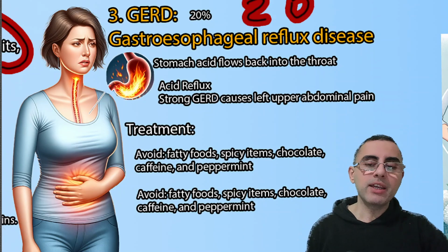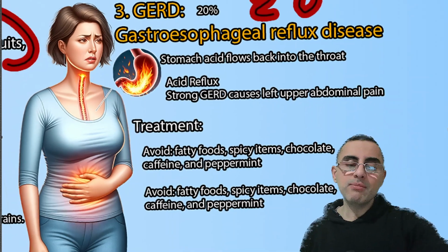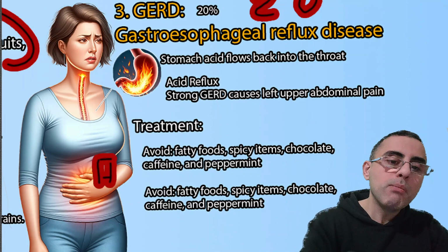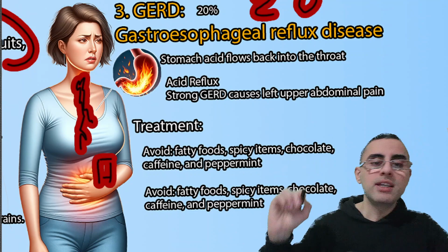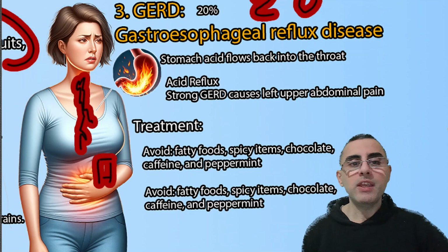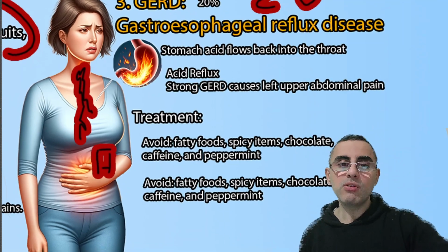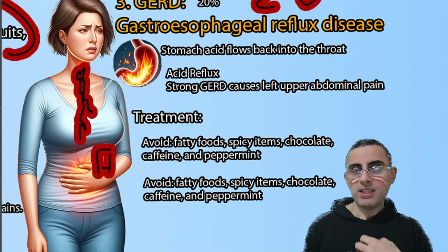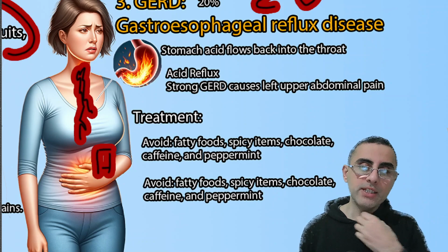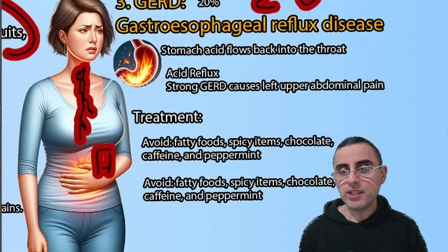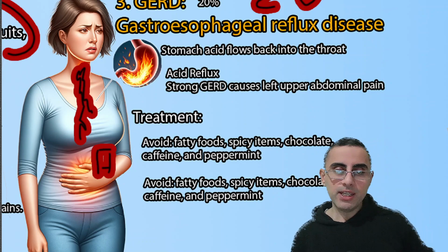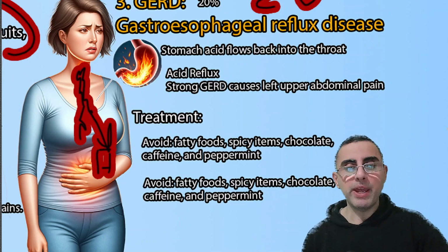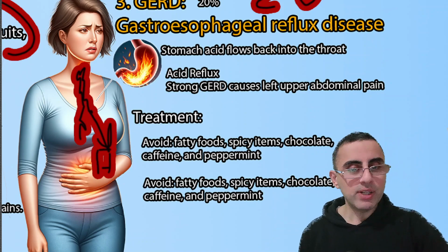For gastroesophageal reflux disease, the classical symptom is not upper left abdominal pain, but a burning sensation in the chest is the common symptom. But sometimes, if gastroesophageal reflux disease or acid reflux is strong, then when acid goes back to the throat, it can irritate esophageal nerves, and pain can radiate to the left part of the abdomen and cause left abdominal pain. It happens, but it's not very common.